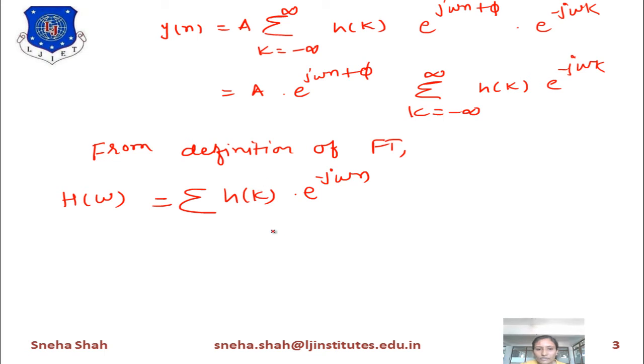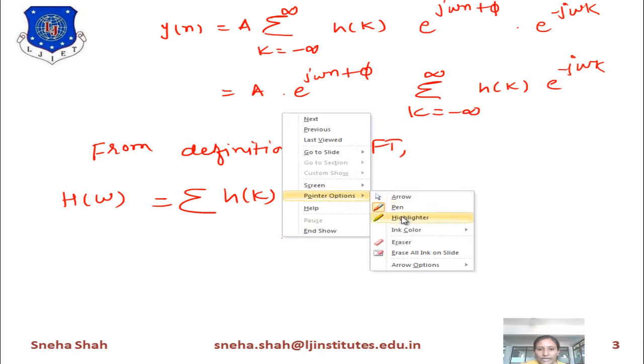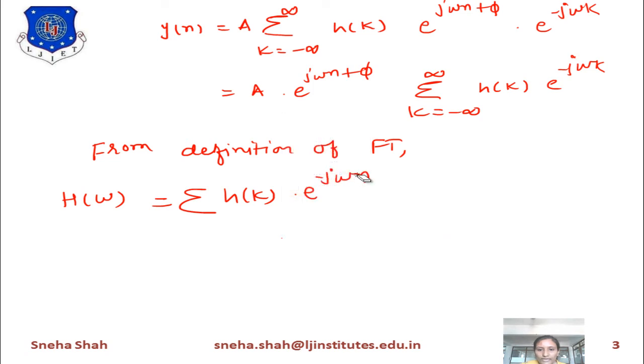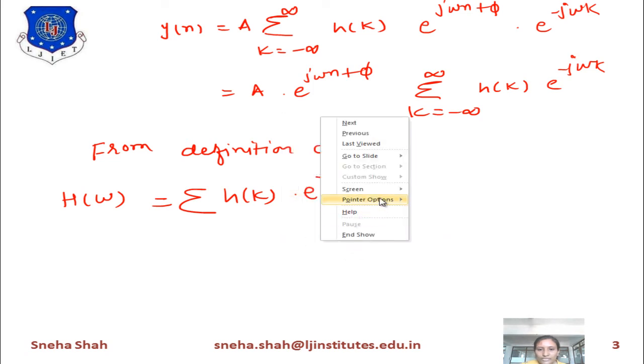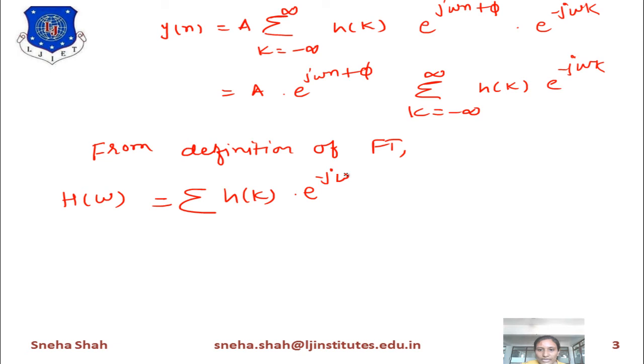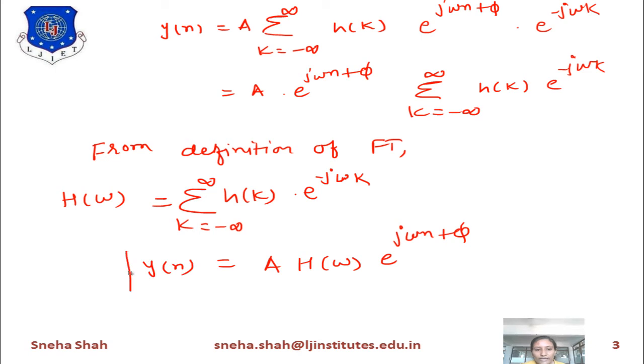Now this will be in terms of k, so instead of n we will put k. So this term will be represented as e raised to minus j omega k, and the summation over k for the range of minus infinity to infinity. So this one is h of omega. So instead of this term we will put h of omega. So this term will be represented like this: A h of omega into e raised to j omega n plus phi. So this is the final answer of y of n by using this equation.